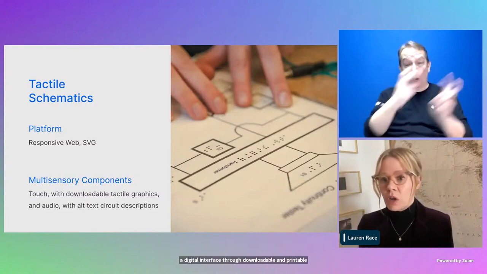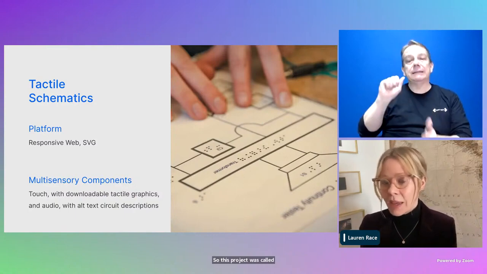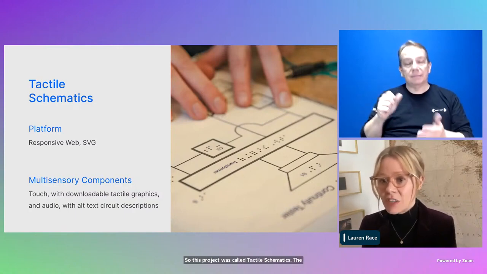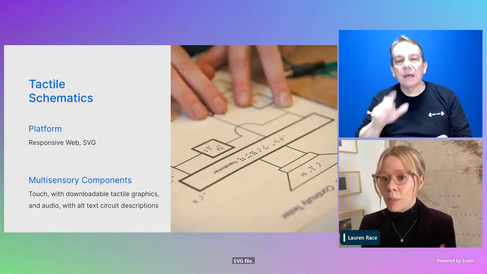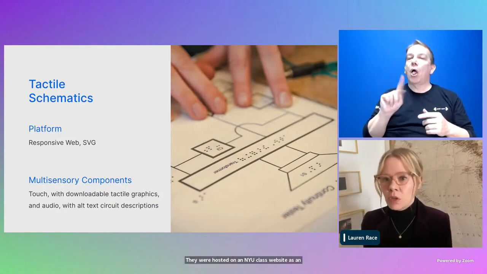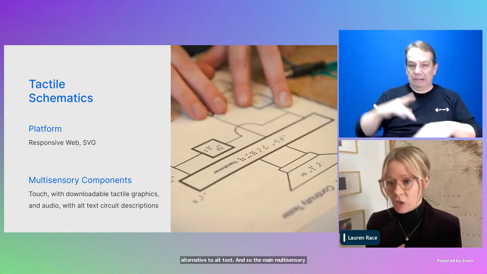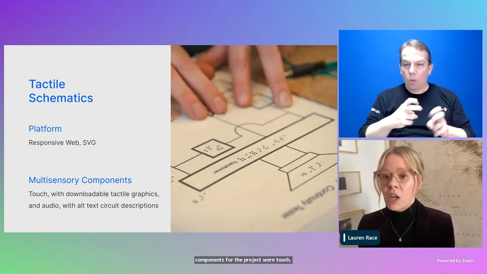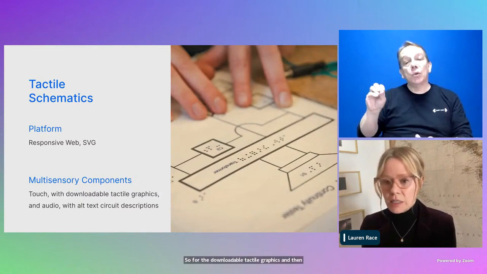So this project was called Tactile Schematics. The platform was responsive web and tactile graphics as an SVG file. They were hosted on an NYU class website as an alternative to alt text. And so the main multisensory components for the project were touch, so for the downloadable tactile graphics, and then audio, which were the circuit descriptions that we offered through alt text.